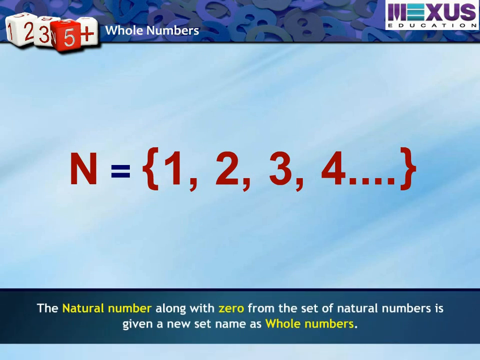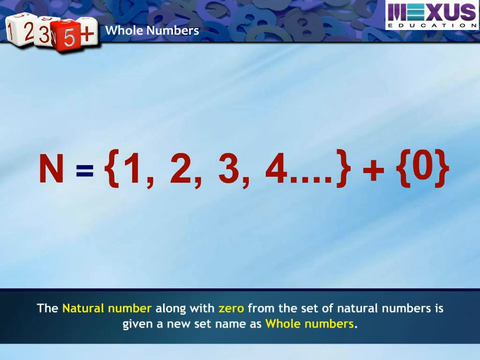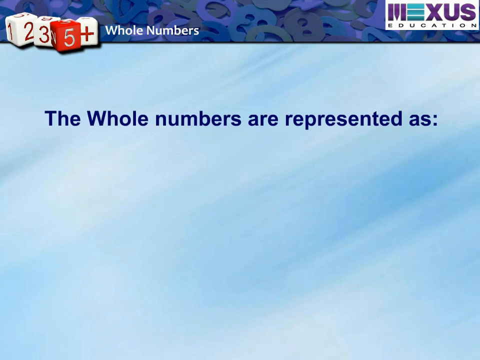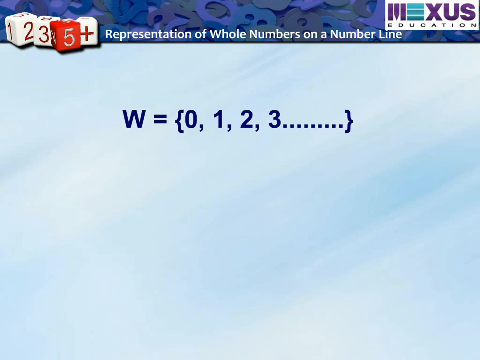Therefore, the set of natural numbers along with 0 is given a new set name: whole numbers. The whole numbers are represented as W, where W is equal to the set of 0, 1, 2, and so on. Let us represent whole numbers on a number line.